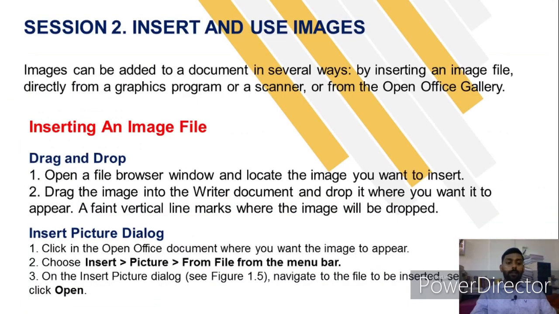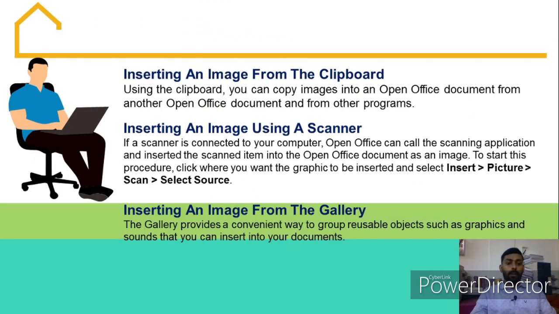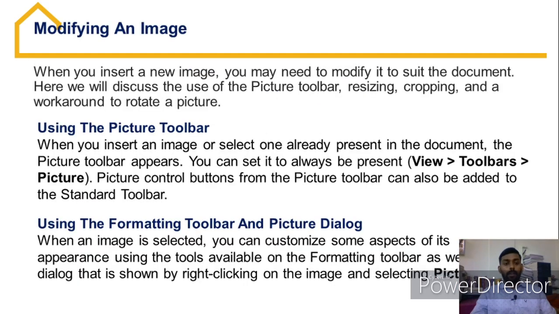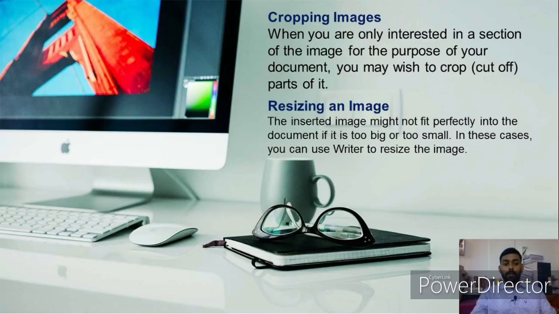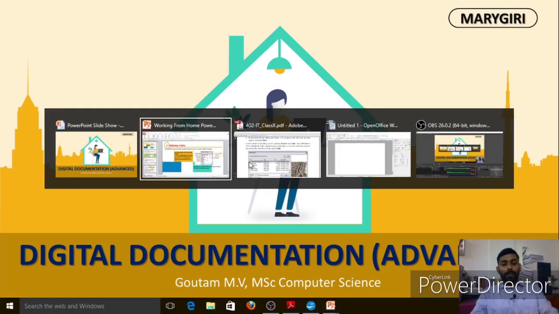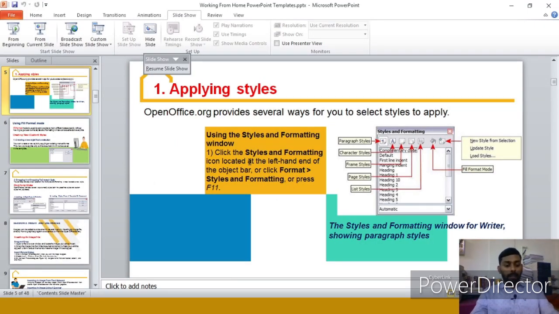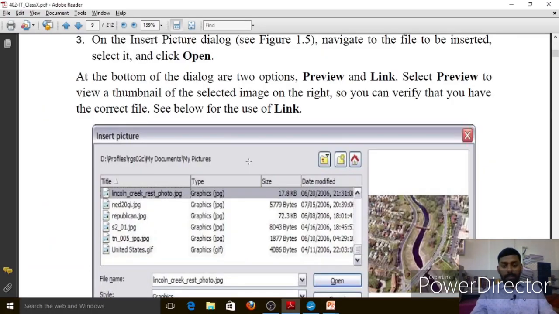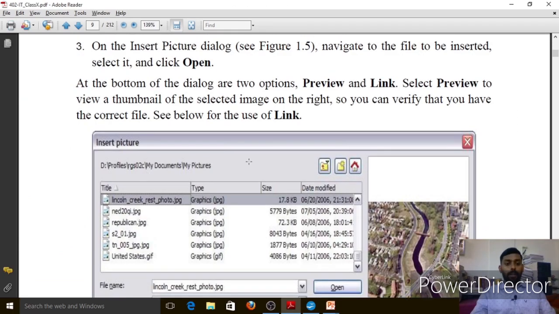Insert and use images. Inserting an image, we have two options: drag and drop, and the insert picture dialog. Then inserting an image from the clipboard, we can insert from a scanner, and from the gallery as well. Then modify using the picture toolbar and the formatting toolbar. These are the options, and some of the modifications are cropping images and resizing an image. So these are the topics related to styles and of course images, right? Hope you get it.